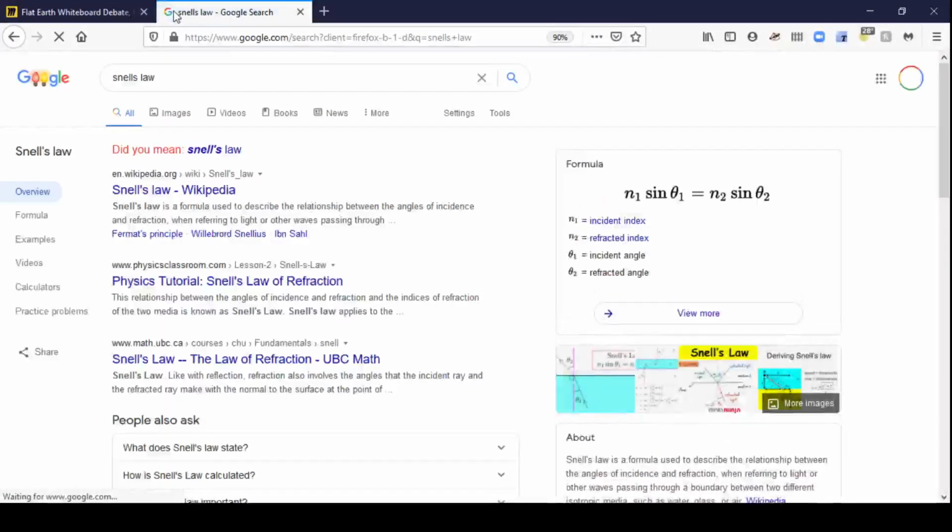Okay, Snell's law. Here's the equation. N1 sin. Yeah, I'm not good enough. Relative incidence, refraction, and when falling to light or other waves passing through a medium, I think.